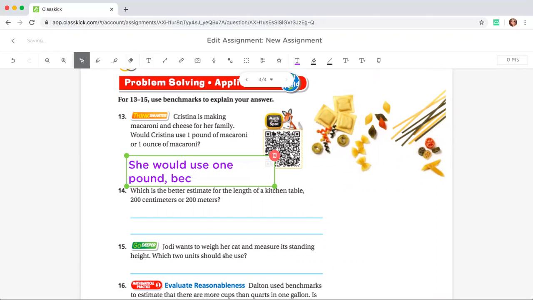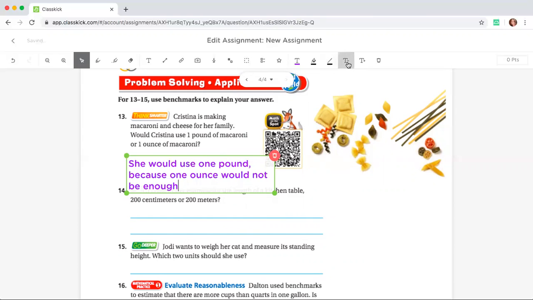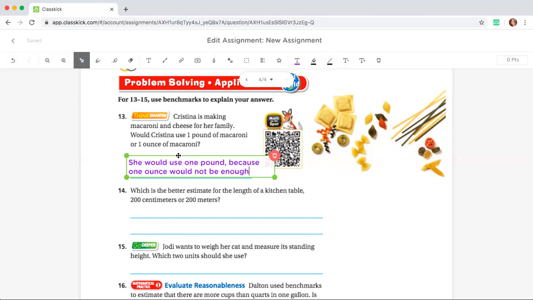Because 1 ounce would not be enough. Okay, something along those lines is a good answer to that question. You could say 1 ounce would be a very little amount and she's feeding more than 1 person. 1 ounce would not even feed 1 person, something like that, okay? And there are multiple people that she needs to feed.